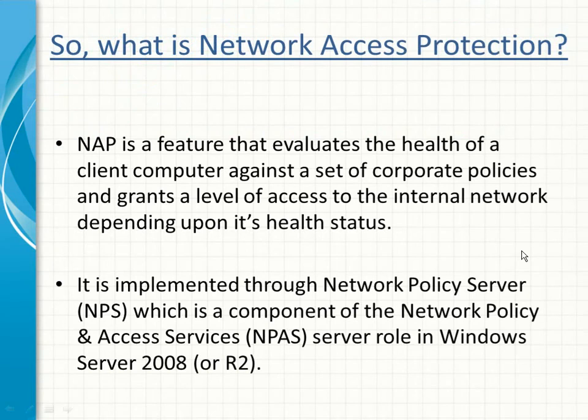So, you might now be wondering what Network Access Protection is all about. Let me give you a brief introduction. Network Access Protection is a feature that evaluates the health of a client computer against a set of corporate policies and grants it a level of access to the internal network depending upon its health. It is implemented through the Network Policy Server, which is a component of the Network Policy and Access Services server role in Windows Server 2008 and Windows Server 2008 R2.